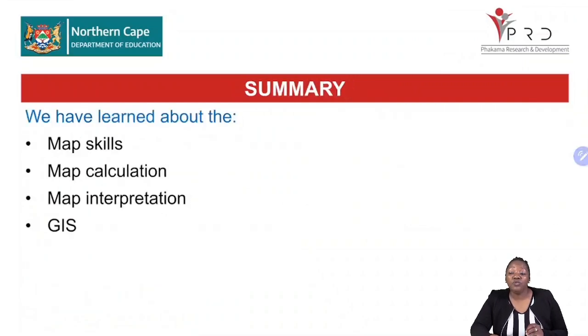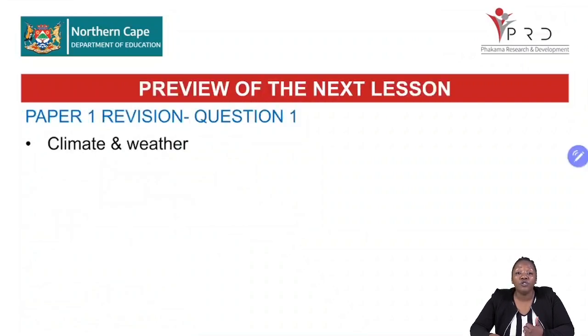And then we need to summarize what we have learned today. We have learned about the map skills, the map calculation, and the map interpretation. And then after that, we have done some GIS concepts. So to give you a preview of our next lesson, we're going to focus on paper 1 revision. Under question 1, you're going to have your climate as well as weather questions, the one that we call climatology.